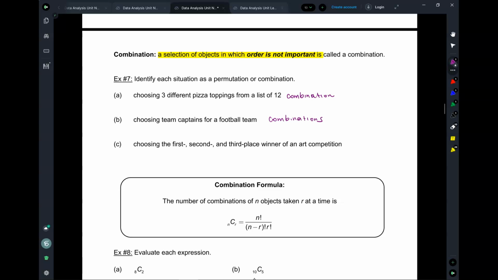Choosing first, second, and third place in an art competition. So that's a permutation, right? Because if I told you these are the 3 names for first, second, and third, you can't mess up the order, right?